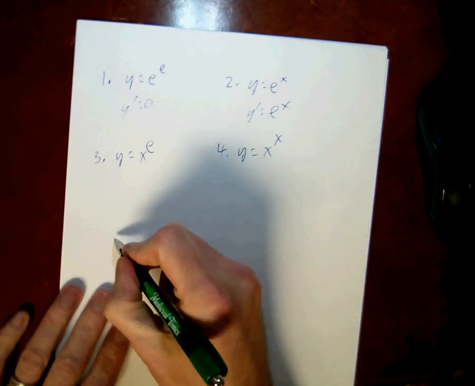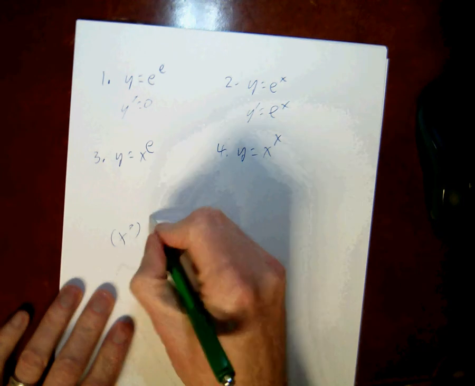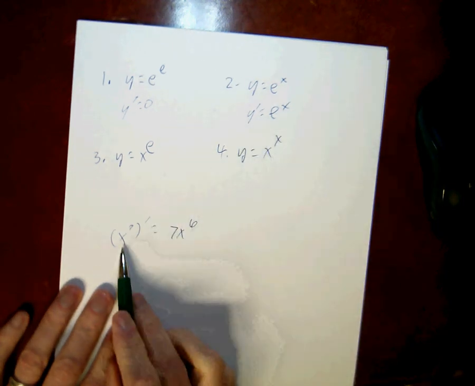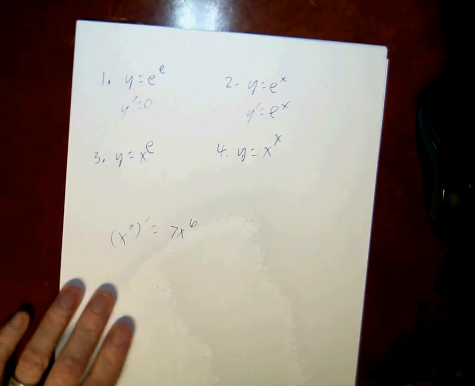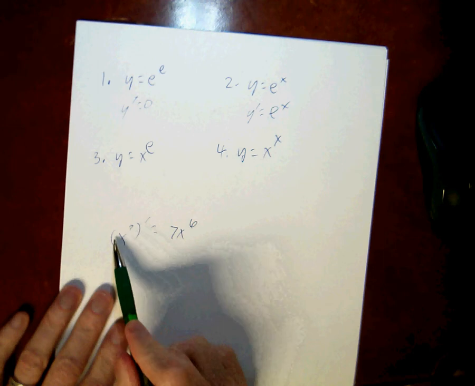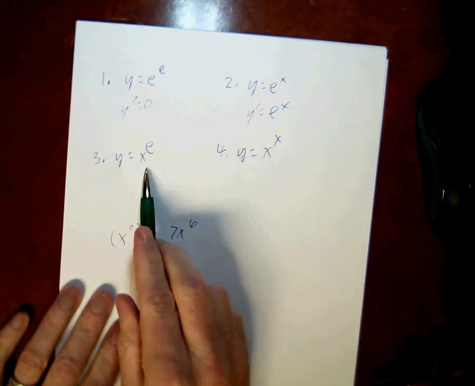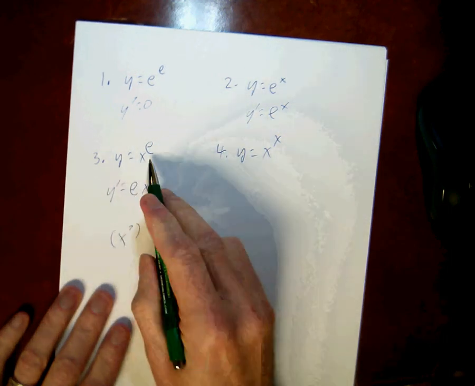Well, if I'd given you x to the 7th and said take the derivative, you would tell me 7x to the 6th, right? That's what everybody in here would say. What did we do? We brought the exponent down, and then we subtracted 1. We're going to do the exact same thing here. Turns out the derivative of this is going to be e x. Well, you got to subtract 1.